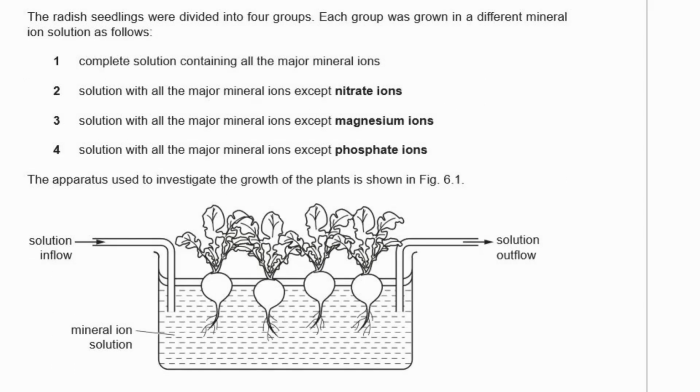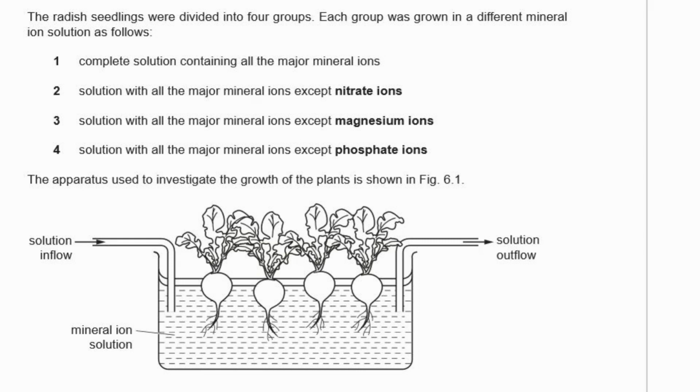The radish seedlings were divided into 4 groups. Each group was grown in a different mineral ion solution as follows. Group 1 had the complete solution containing all the major mineral ions. Group 2 had a solution with all the major mineral ions except nitrate ions. Group 3 had a solution with all the major mineral ions except magnesium ions. And Group 4 had a solution with all the major mineral ions except phosphate ions.